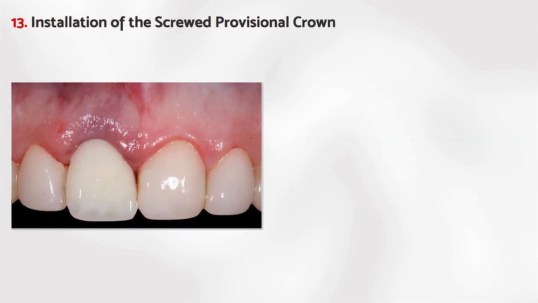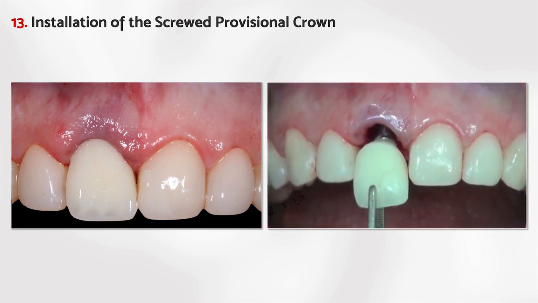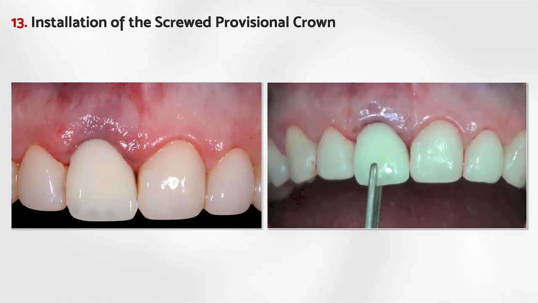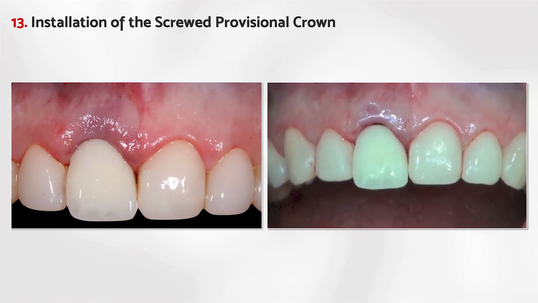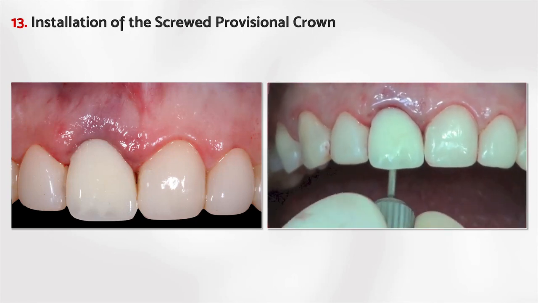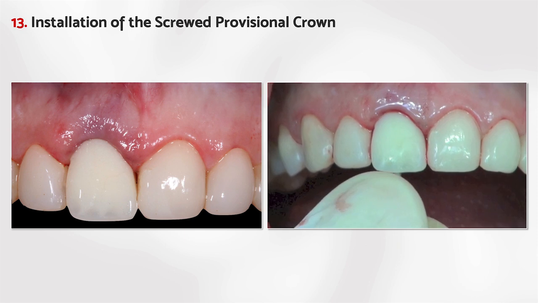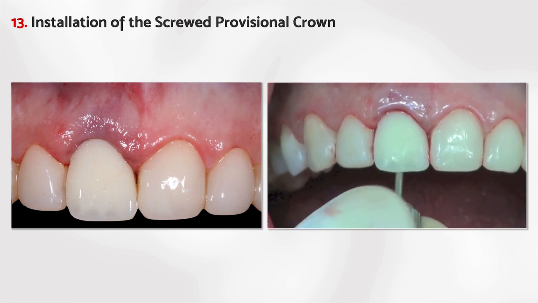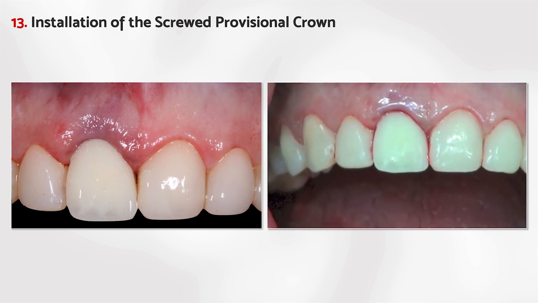Step 13, the installation of the screwed provisional crown. Right after we finish this task, the bone filling, we immediately insert the provisional restoration that was already finished. So we install this provisional restoration over the implant with ideal emergence profile. We screw it. At this moment, the cervical area of the provisional restoration can't pressure the soft tissue.